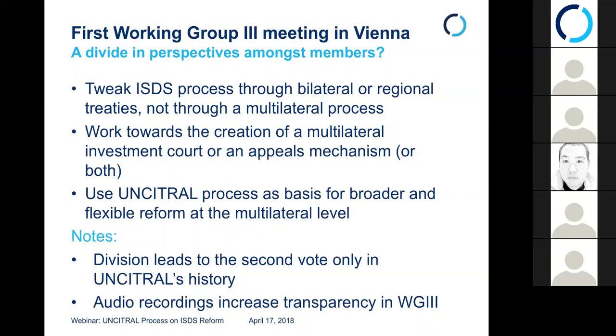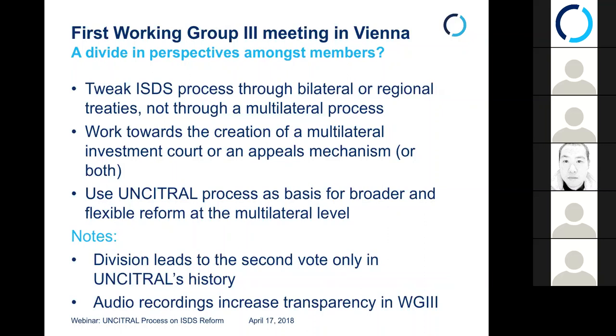I want to just make two notes here. One is that in this first working group session, the division between the countries, the divide between the different members, led to the second vote only in UNCITRAL's history. And this was about the nomination of the chair. I'm only mentioning this because typically, as I mentioned before, working groups work on a consensus basis. And so this was a very important development. And it may also show that with this voting background in mind, developing countries and emerging economies really do have much leverage in this discussion.